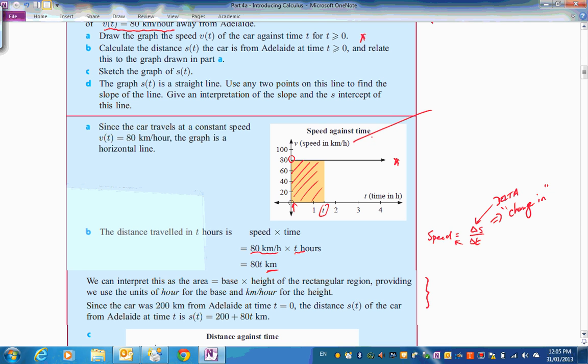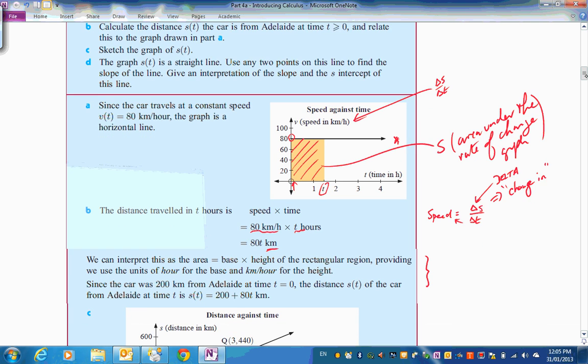Because this is a rate of change, isn't it? This is a change in displacement with time. And so to get s from this, what do we do? s is the area under the rate of change graph. That is between that graph and the x-axis, or the t-axis there. Okay, so let's keep going then.